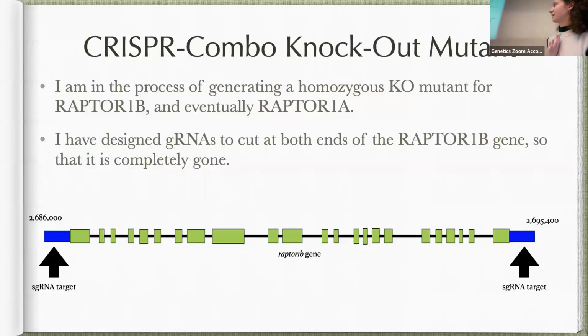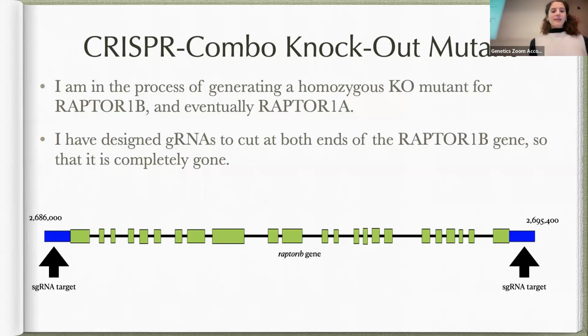So I've designed these guide RNAs to cut at both ends of the Raptor 1b gene so that it's completely gone. So you target here, and you target here, and then it's gone, so that we can be sure that there is no transcript of Raptor 1b being made, that there is no way that there's any protein that could be performing the same function with this gene.